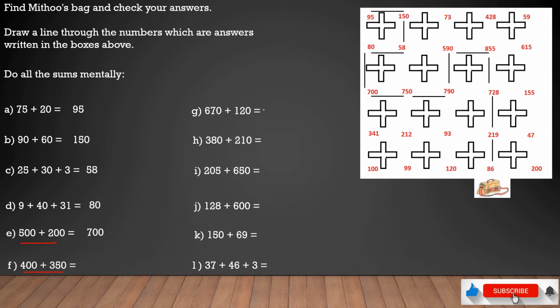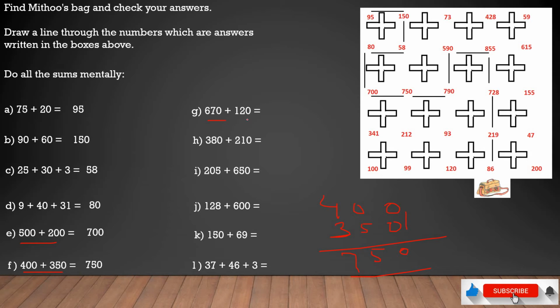400 plus 350. Again you can write it as an addition problem, 400 and 350, and if you add these two numbers, we'll get 0, 0 and plus 5 will give you 5, 4 plus 3 will give you 7. So the answer to this question is 750.